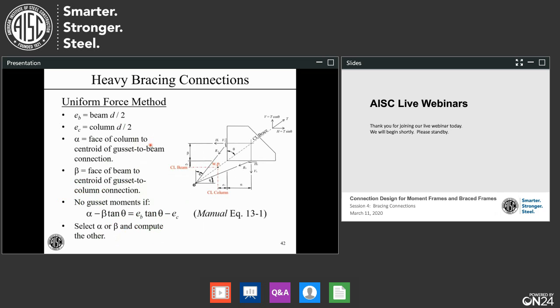We need to run down a few things here. First, what's this E sub B that you see right there? That's the beam depth over 2. E sub C is the column depth over 2. And we have these two dimensions, alpha and beta, and we're mainly going to be working with those. Alpha is the dimension from the face of the column over to the center of this connection at the beam side. Beta is the other way around. Beta is from the top of the beam to the center of this connection up here.